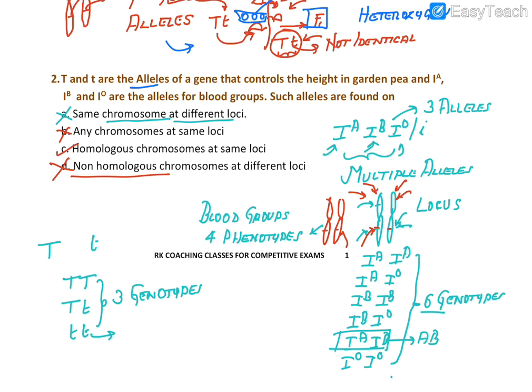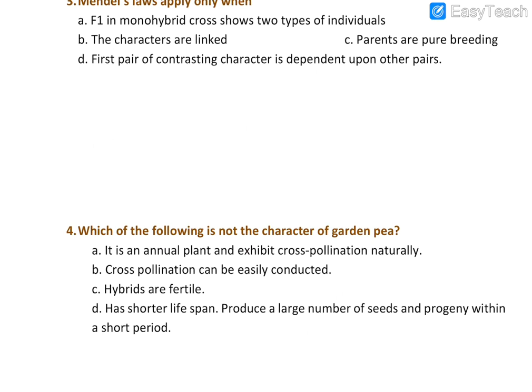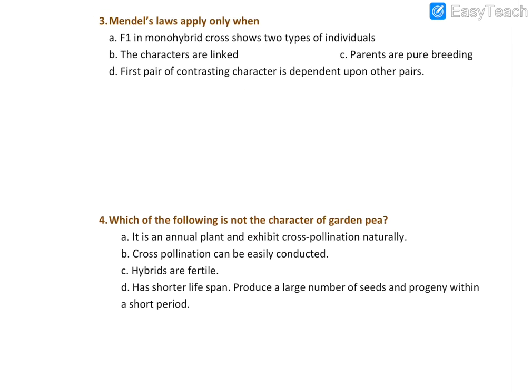Let us go to the third question. If you take the third question, Mendel's law. In your class you have studied about the three laws of Mendel. They are called principles of inheritance. The first one is the law of dominance, the second one is the law of segregation, and the third one is the law of independent assortment. If you want to apply Mendel's law, you have to conduct a genetic cross.